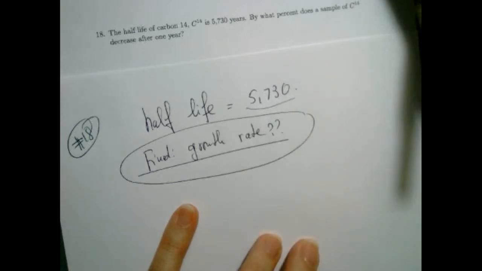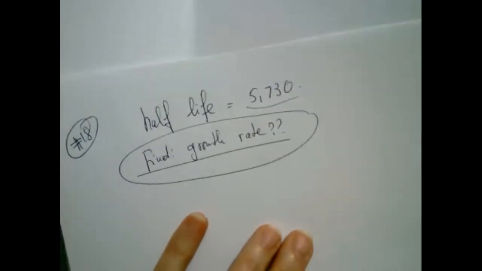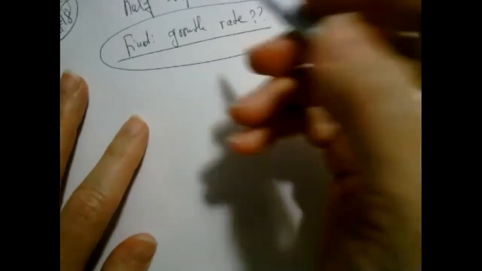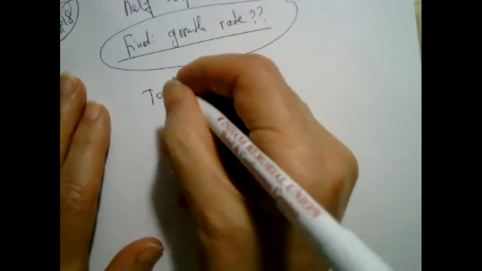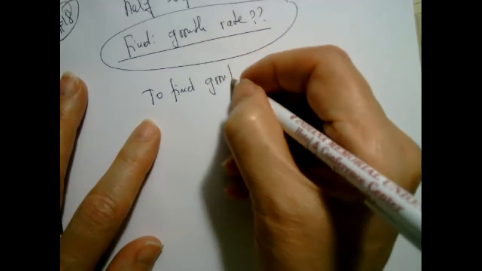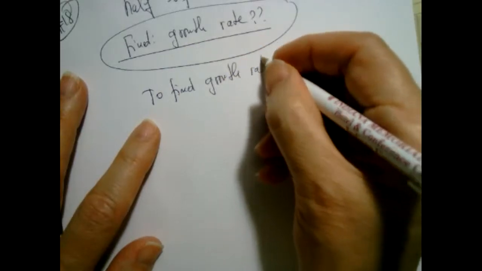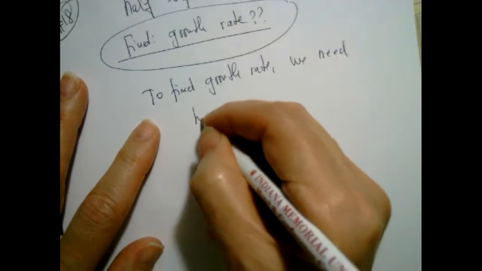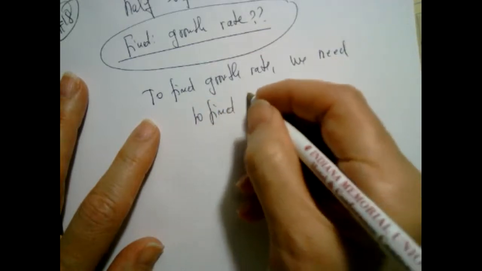Okay, we did something fairly similar last time. So let us see what's really going on in here. To find the growth rate, we need to find the growth factor, the B. To find the growth rate, we need to find the B first.